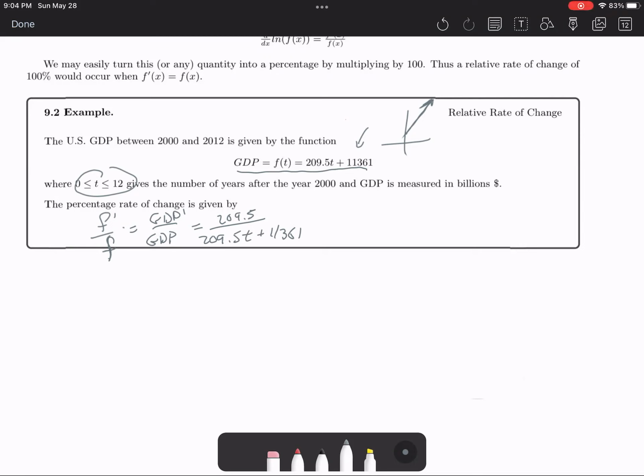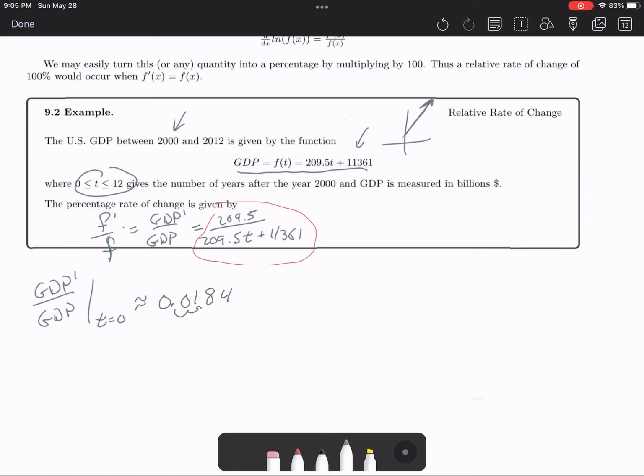So if we evaluate this function at time equal to 0, so the year 2000, we'll take this function and plug in time equal to 0, we get about 0.0184. So if I move the decimal twice, right, what are the units?